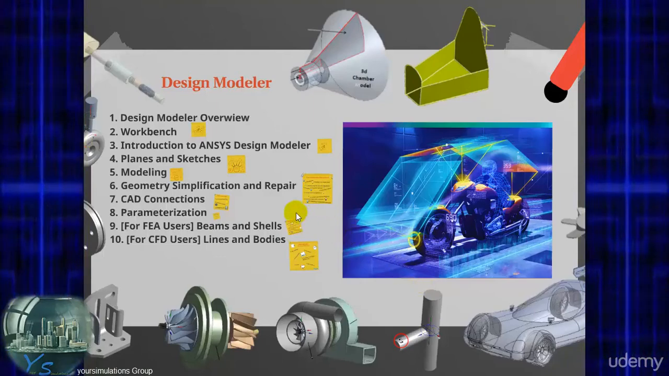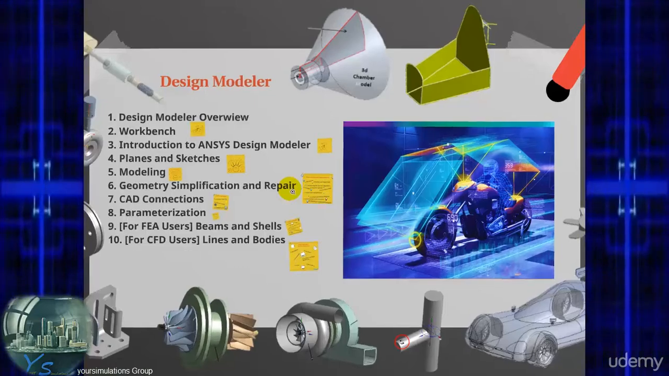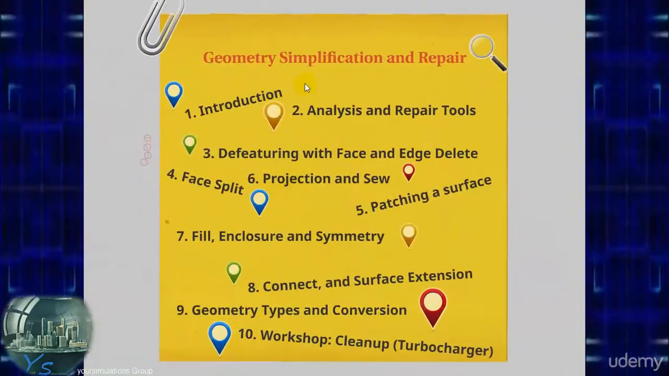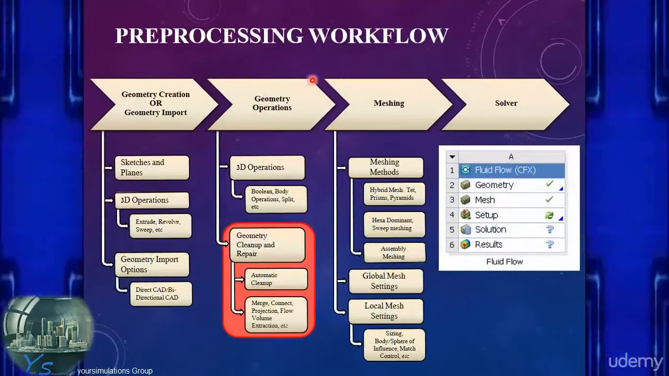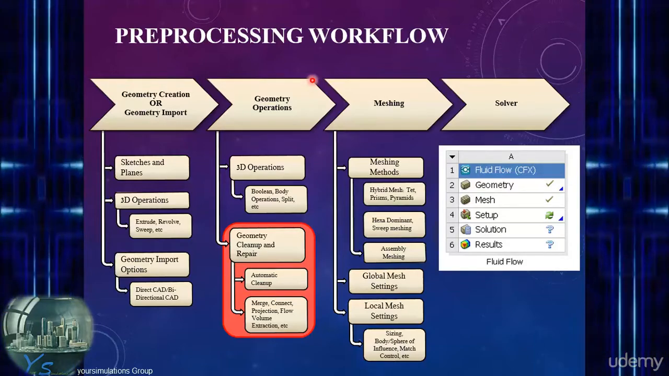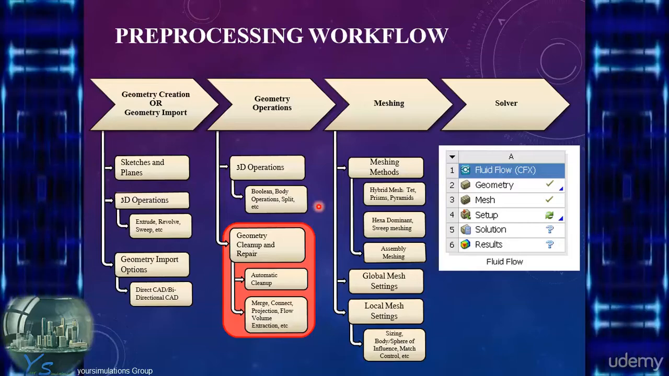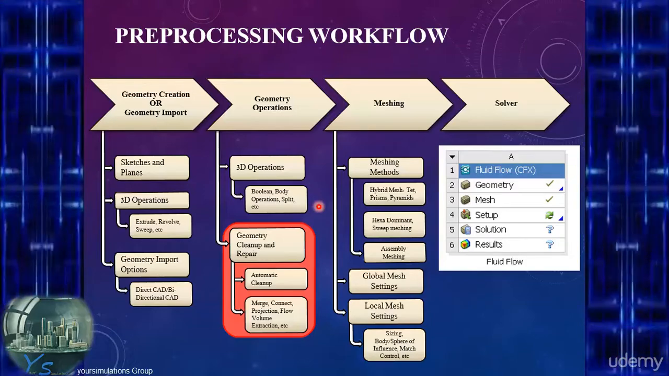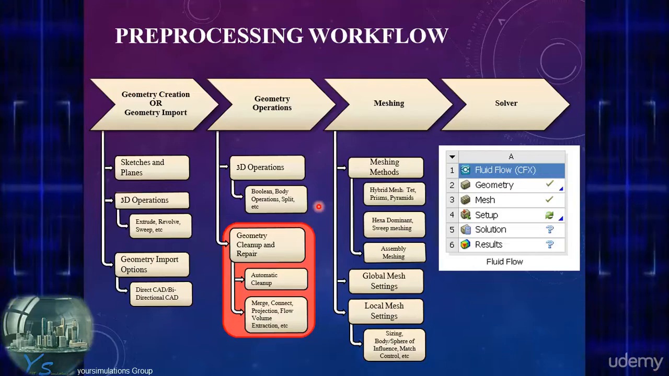Now we move on to Lecture 6, covering Geometry, Simplification and Repair in ANSYS Design Modeler. So here we can see in the red box where the Geometry, Simplification and Repair stage sits inside the pre-processing workflow for ANSYS Design Modeler, or the ANSYS simulation process. And it essentially sits at the back end of the pre-processing workflow just before we get to the meshing stage.